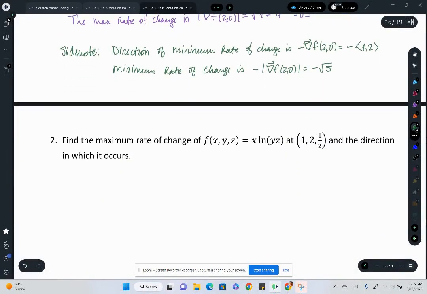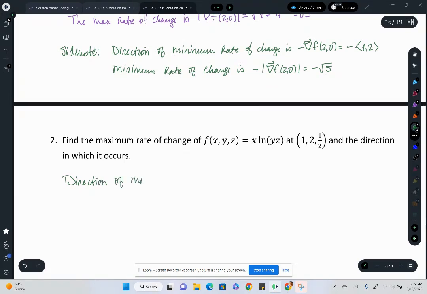We're still doing the same thing, but here we're going to focus on the maximum rate of change of a function, f(x, y, z), which is equal to x ln(yz). We want to know what that maximum rate of change is at the point (1, 2, 1/2), and the direction in which it occurs. You have to find the direction first. These problems always weird me out because they ask them in the reverse order that you would find them, which can lead people astray a bit. So the direction is the first thing that we can calculate.